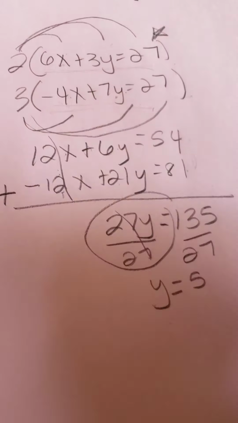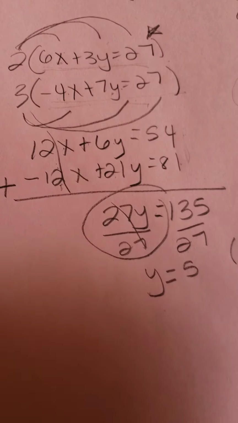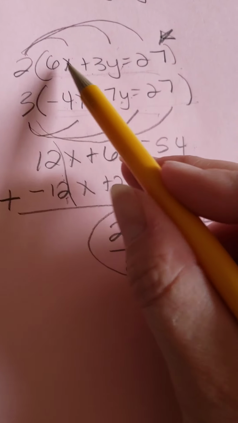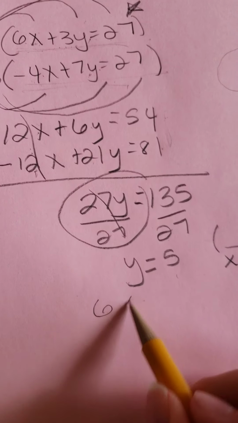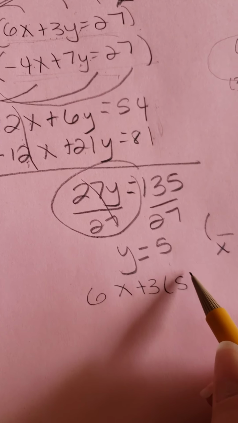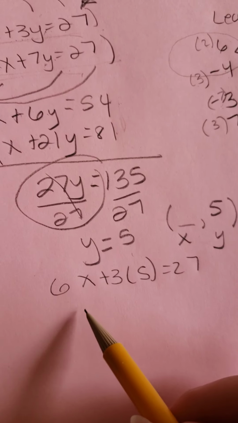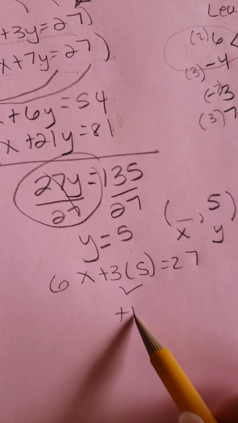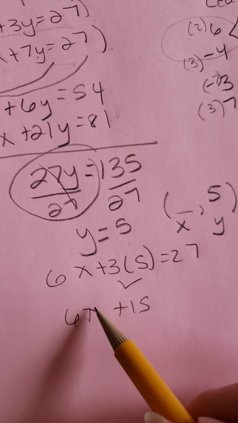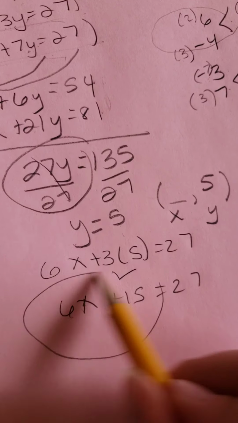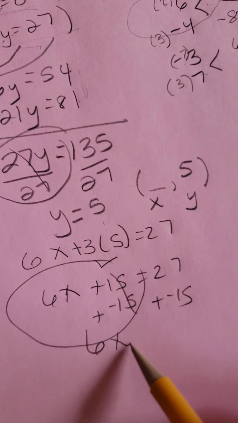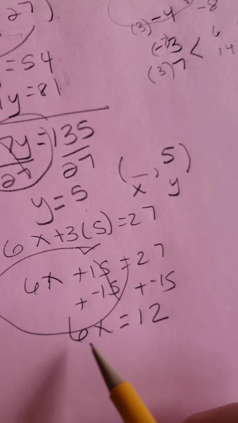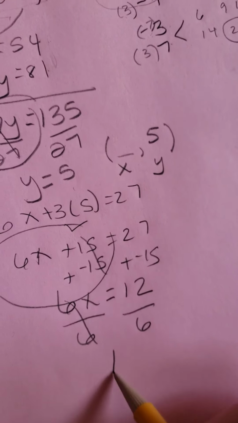So I'm going to use this original first equation, and I'm going to replace the y with 5. So instead of 6x plus 3y, I'm going to do 6x plus 3 times 5 equals 27. And then I've got to multiply this. This is +15. So 6x plus 15 equals 27. Solve your two-step equation. So add a -15. So we get 6x equals 12. Then divide by 6. And x equals 2.